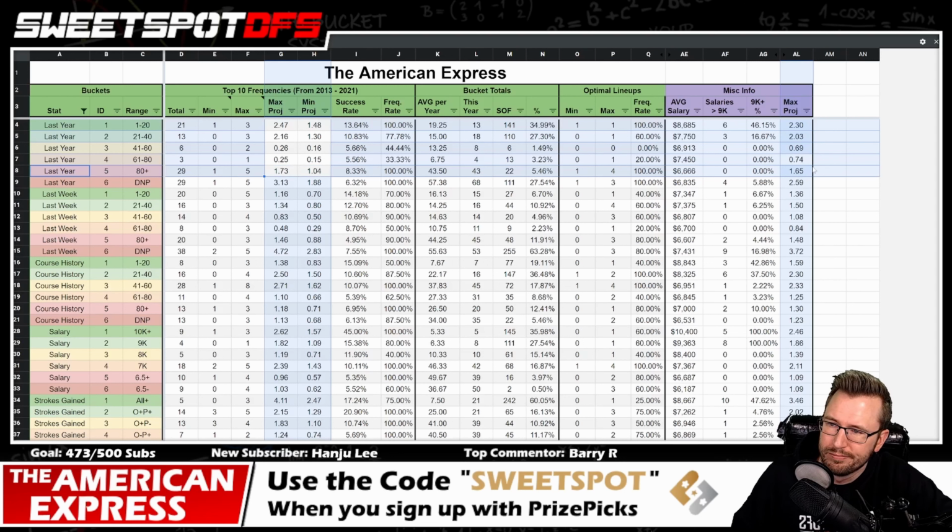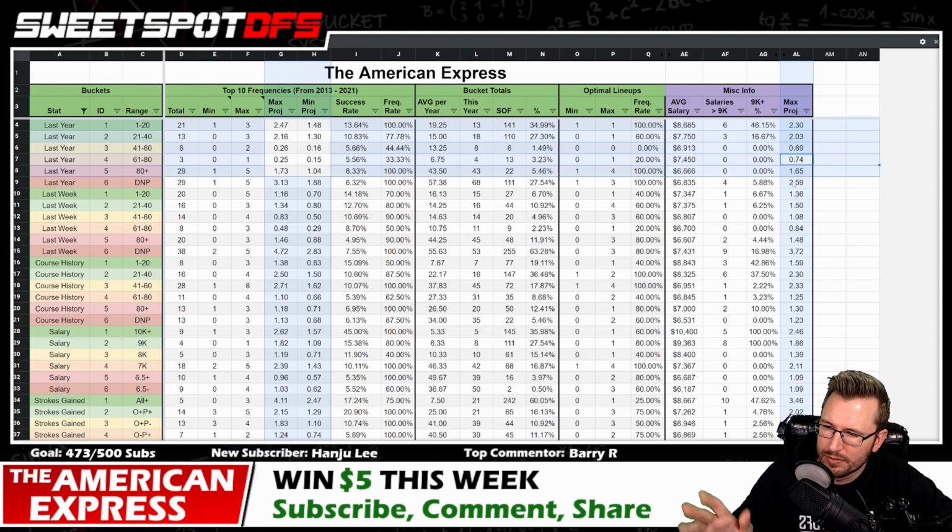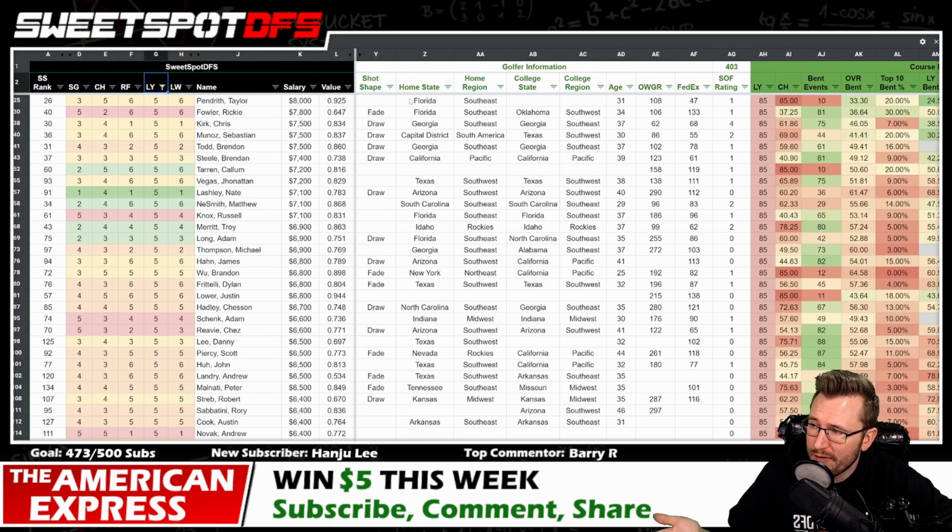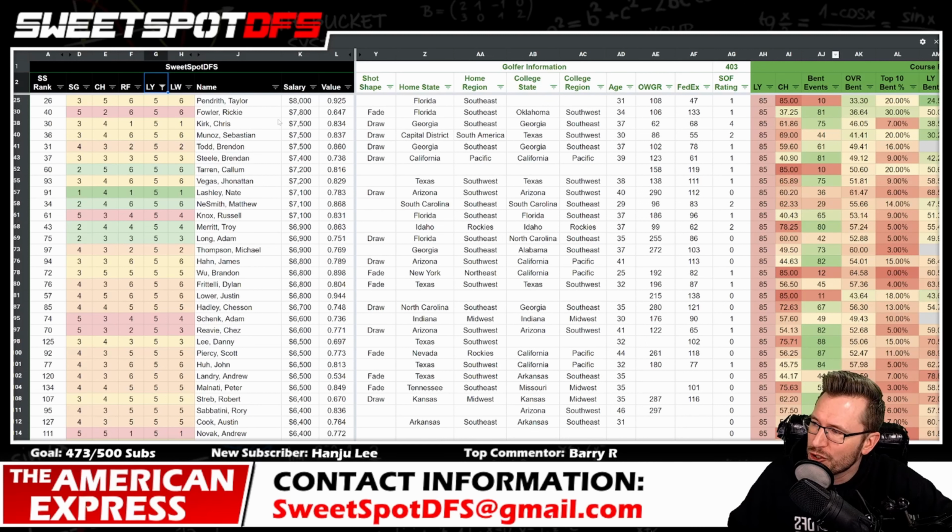And even our, I'm just trying to click on this so it matches the color. But our conservative max projection is 1.65, which we round up to 2. So 0 to 2, we have Pendrith, Ricky Fowler. That's interesting. Chris Kirk played really well last week. I don't mind playing him. A lot of interesting plays here.